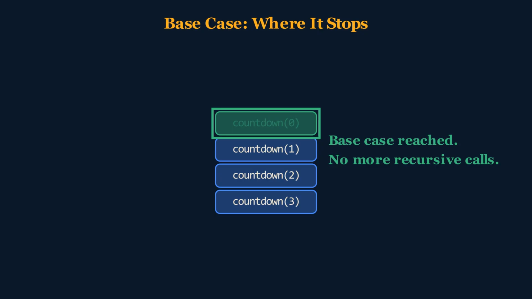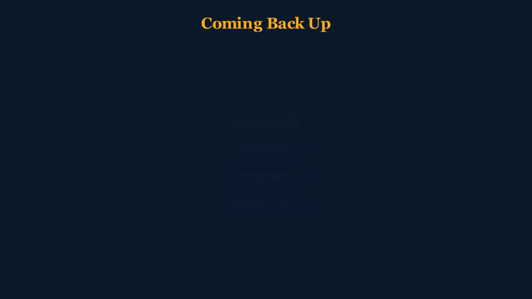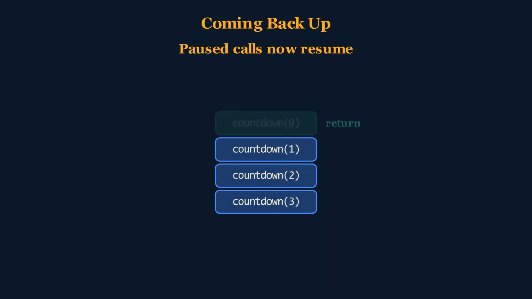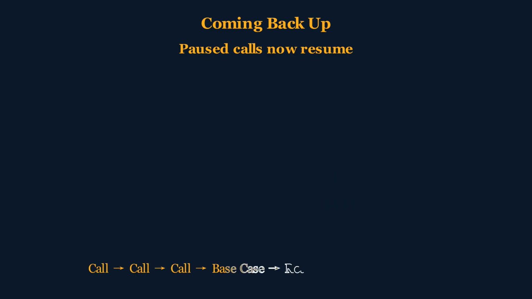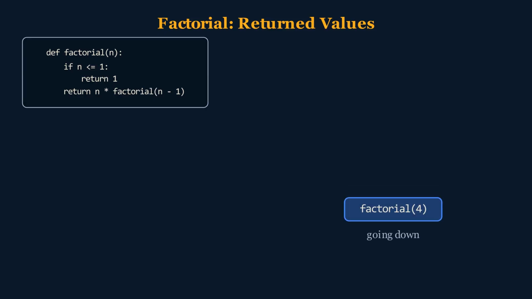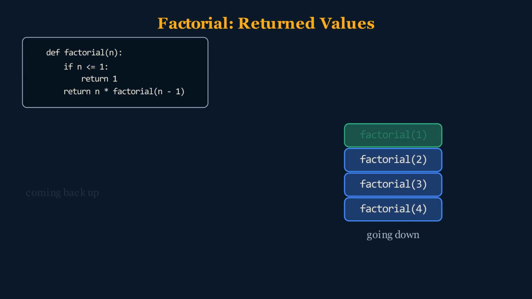But here's the part most beginners completely miss. Each paused function was just waiting for the one above it to finish. So now they return, one by one, top to bottom. Countdown of 0 returns. Then countdown of 1 finishes. Then countdown of 2. Then countdown of 3. Recursion goes down by calling and comes back up by returning. Countdown didn't return a value. Factorial does, and that's where recursion gets powerful.